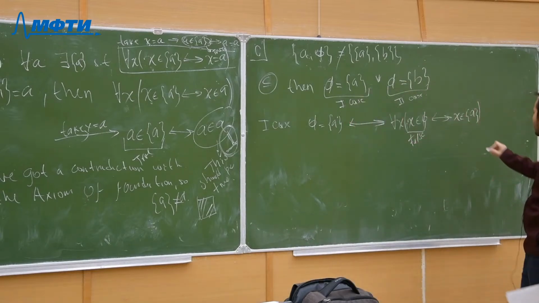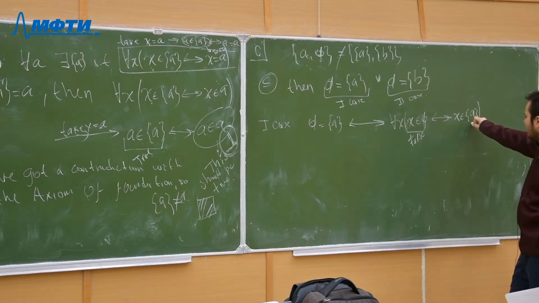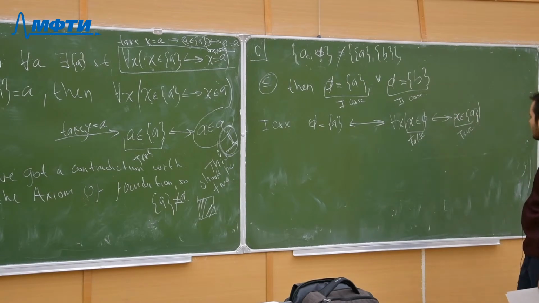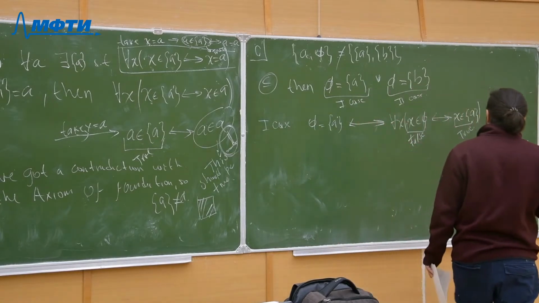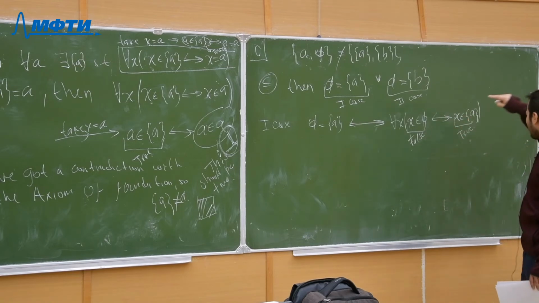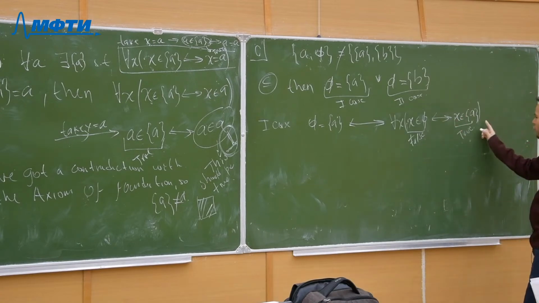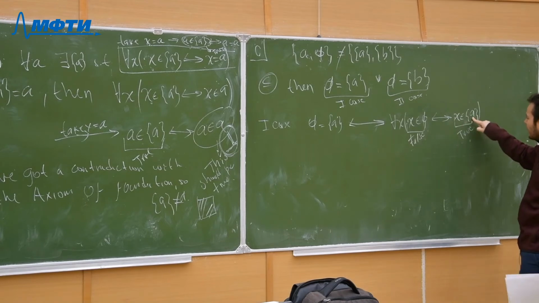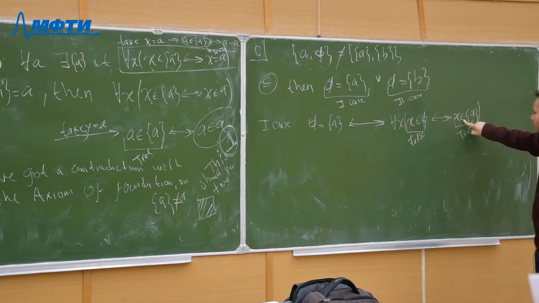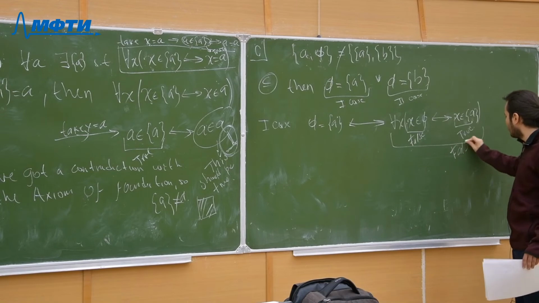So this is false. If we want this to be true, then this should be false as well. But this is not false, because there exists an element that belongs to the singleton of A. That's A, right? So this is true, and it means that all this is false, and then this is false.